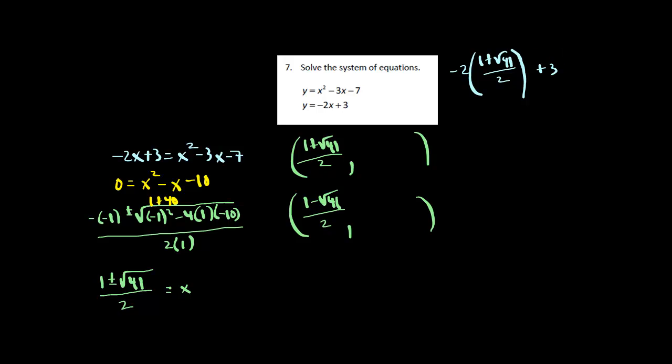plus 3. This 2 and 2 cancel. So we're going to have to distribute the negative in here. So negative 1 minus root 41 plus 3. Negative 1 plus 3 is 2. So we're going to have 2 minus root 41. If I plug this in here, the only thing that's going to change is this sign here, which becomes that sign, which becomes that sign. So the only thing changing is this sign. So I can just write in 2 plus root 41, and those are my two coordinates. Those are the 2 points of intersection.